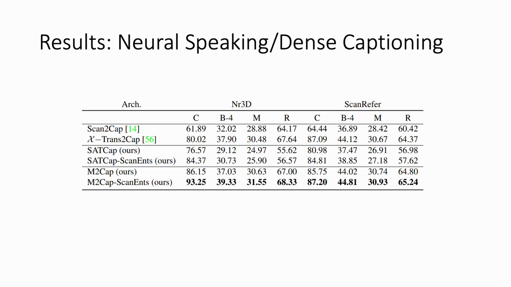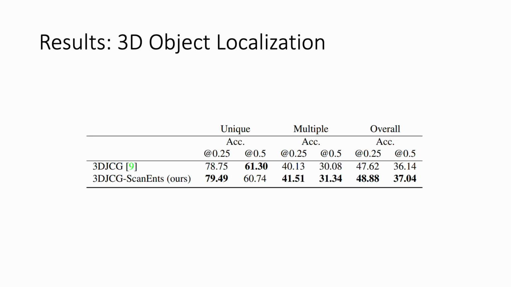And for neural speaking, the modified speaker models SAT-Cap ScanEnts and M2Cap ScanEnts improve significantly against their corresponding baselines. We observe that ScanEnts3D helps our speaker models to provide better captions for Nr3D and ScanRefer across all the metrics. The M2Cap ScanEnts model improved the SOTA for neural speaking on Nr3D by 13.2 CIDEr points.